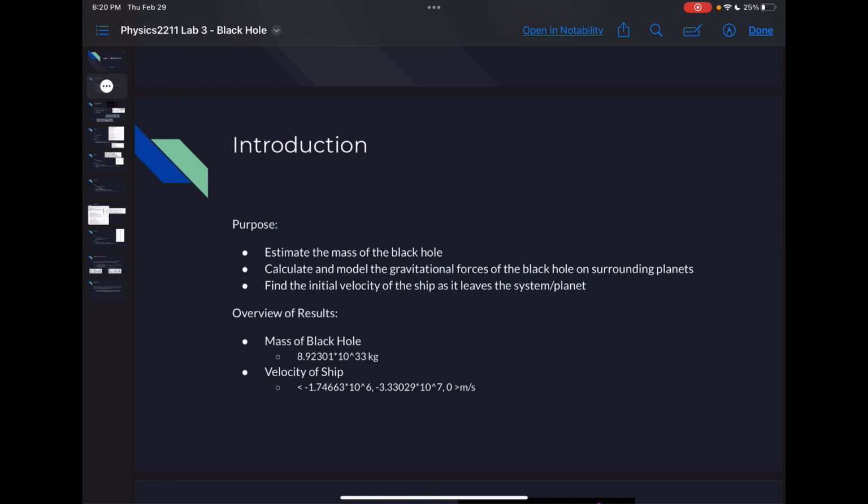So our overall view of the results is that the mass of the black hole is 8.923 times 10 to the 33rd kilograms. It's a lot, right? And the velocity of the ship is negative 1.7 times 10 to the 6th, negative 3.33 times 10 to the 7th, and 0 meters per second. That's the vector for the velocity, to show the direction as well.